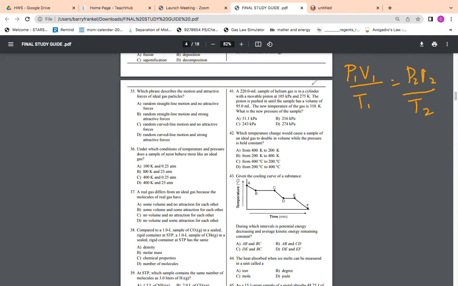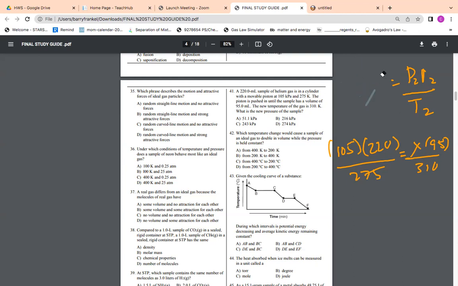Okay, so 220, that's my initial volume, in a cylinder with a movable piston at 105 kPa. That is my pressure, and 275 Kelvin. The piston is pushed in until the sample has a volume of 95 ml. So that's my new volume. The new temperature of the gas is 310. And what is the new pressure? So you guys solve this and you should get choice D, 274 kPa.